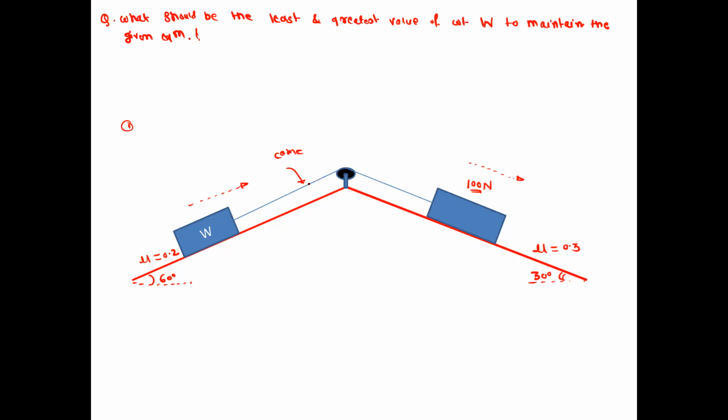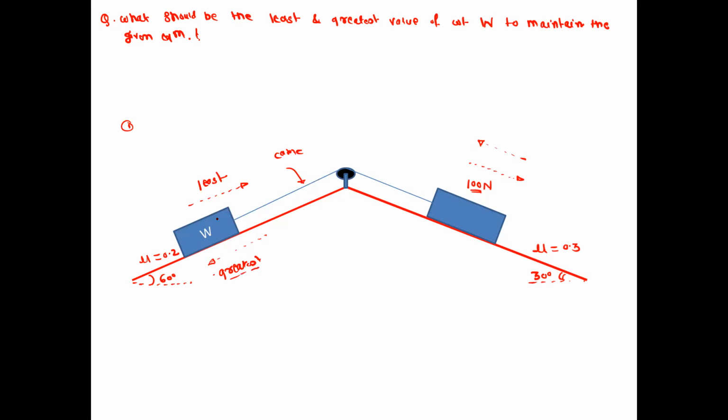The second possibility will be that weight W will start moving in the downward direction, and because of that, this 100 Newton block will start moving in the upward direction. So when the motion is upward for the weight W, it will be the least weight for W. And when the motion of W is in the downward direction, then it is the maximum weight or the greatest value of W.